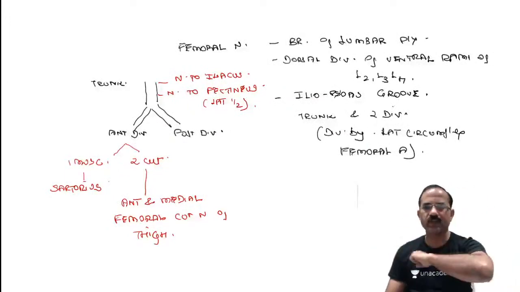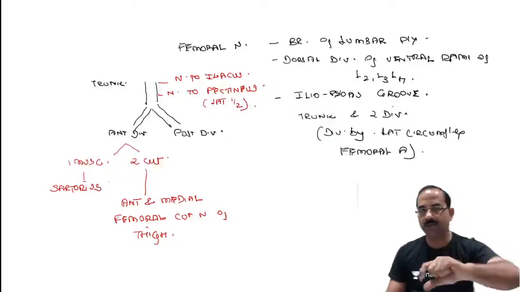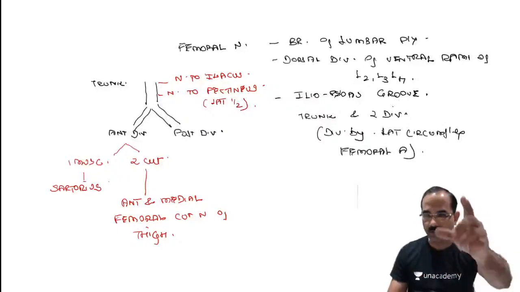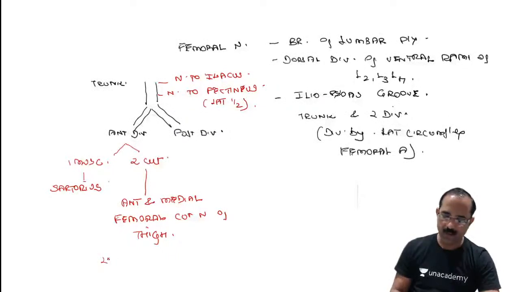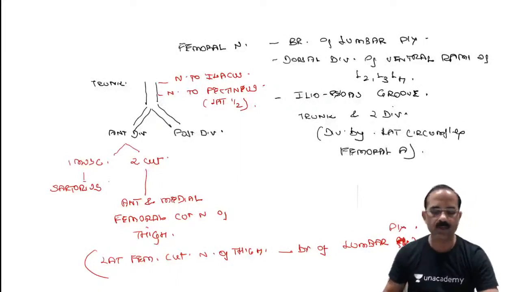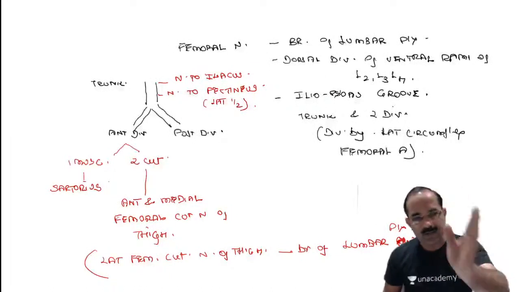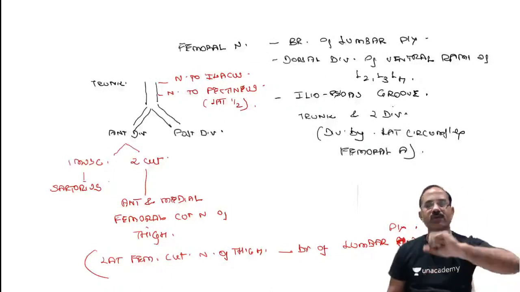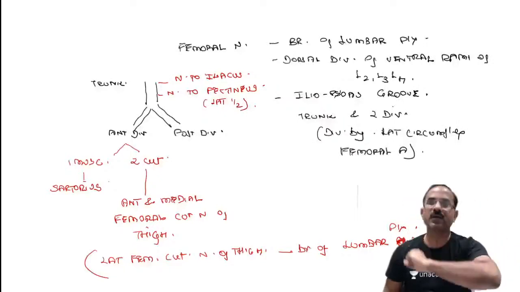This is very specific, students. Remember, anterior and medial femoral cutaneous nerves of thigh are branches of what? Femoral nerve. Whereas lateral femoral cutaneous nerve of thigh, anyone, is a branch of what? Branch of lumbar plexus. It's a direct branch of lumbar plexus. Remember, students, the lateral femoral cutaneous nerve of the thigh is a direct branch of lumbar plexus, whereas the anterior and the medial femoral cutaneous nerves of thigh are branches of anterior division of femoral nerve.